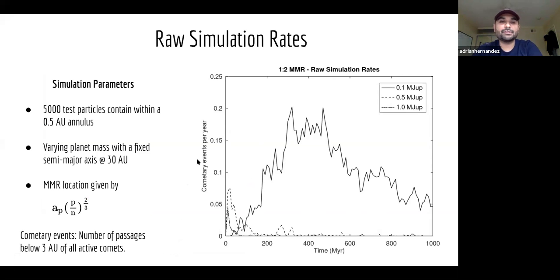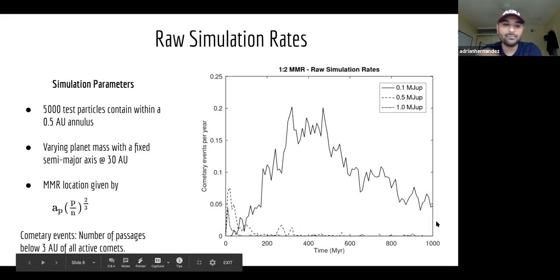And so what we did was we focused this in our simulation. So this is an n-body simulation here. And it simulates the image that I showed a couple of slides ago with a planetesimal on a planet in an outer chaotic zone. But in these simulations here, we have a test belt of 5,000 particles, which has an annulus of 0.5 AU. We're able to vary the planet mass, but in these simulations, we kept the semi-major axis fixed at 30 AU. And we're able to specify the location of where the mean motion resonance occurs. And on the right here, you see the output. On the y-axis, it's cometary events per year, and on the x-axis, it's time.